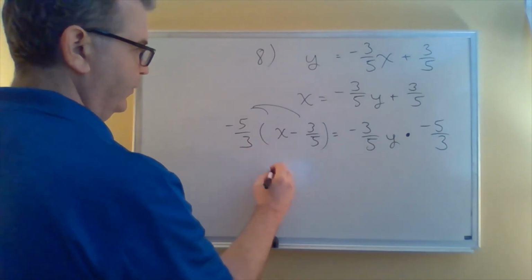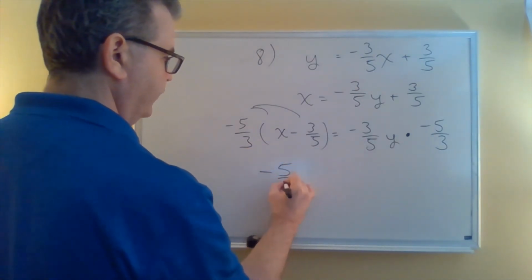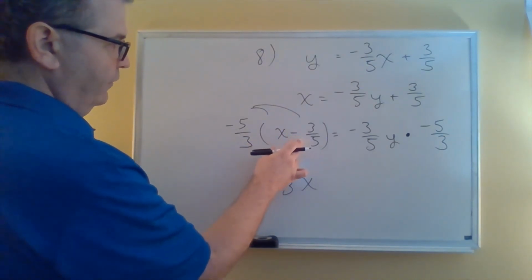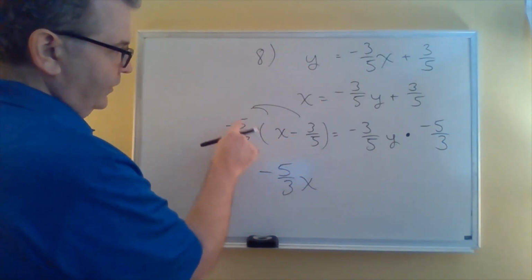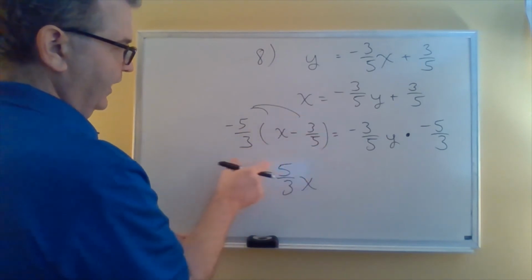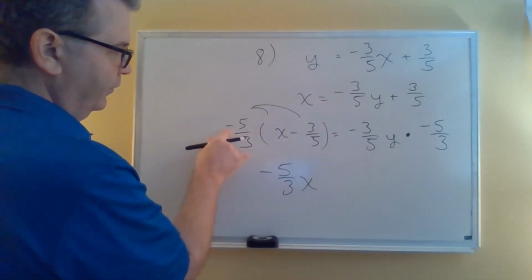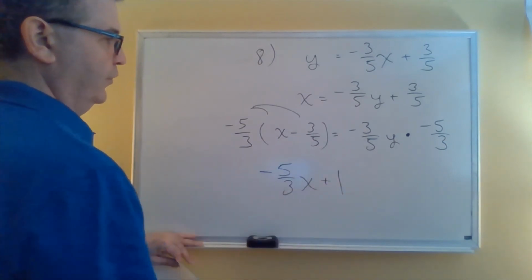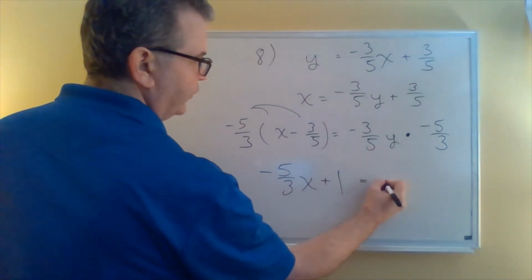So negative 5/3 times x is just negative 5/3 x. Negative 5/3 times a negative 3/5, they actually cancel out. The 5's are going to cancel out, and the 3's are going to cancel out. So it's going to be 1, and we have a negative times a negative, which is going to be a positive. So positive 1 on that equals y.